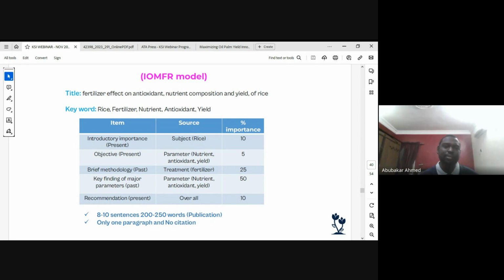Yeah. For example, if you are working on the impact of climate change on rice production in Nigeria, this research may have been done by someone, let's say from University of Lagos. Let's say he studied the impact of climate change on rice production in Lagos State.